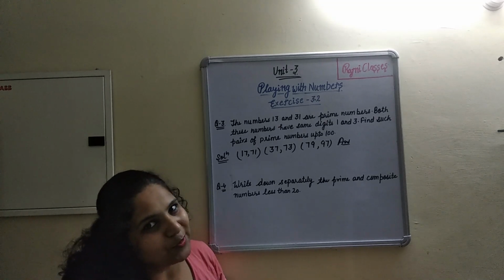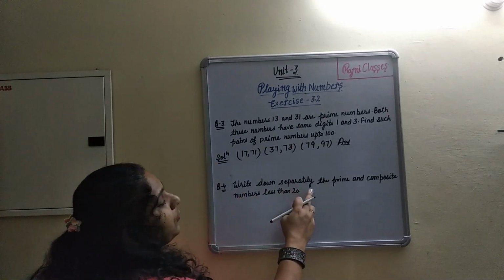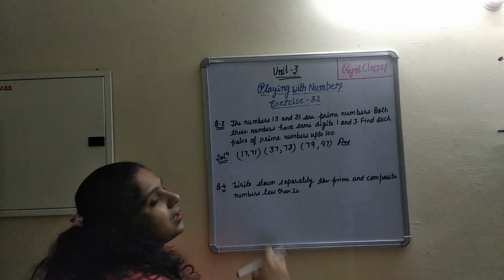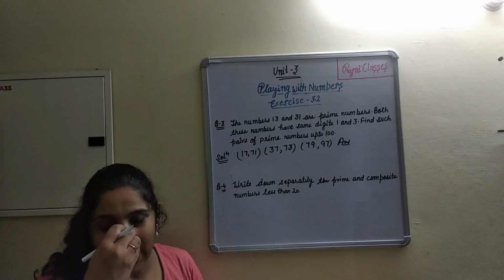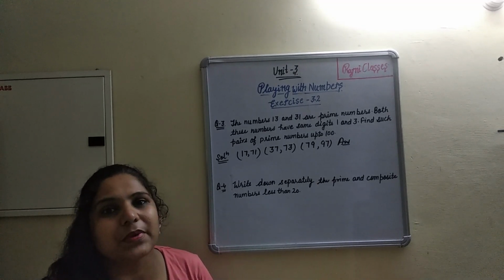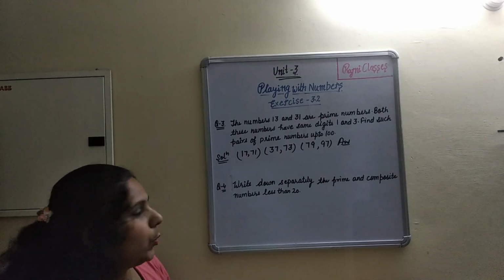Okay, now come to the next question. Write down separately the prime and composite numbers less than 20. आपको सभी prime and composite numbers लिखने हैं जो कि less than 20 हैं.